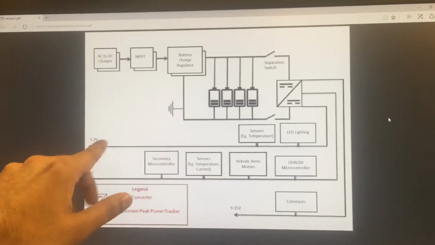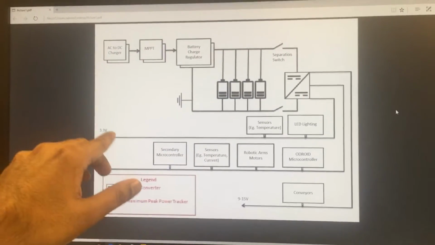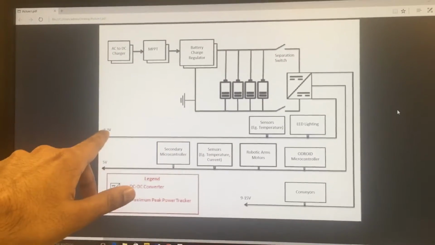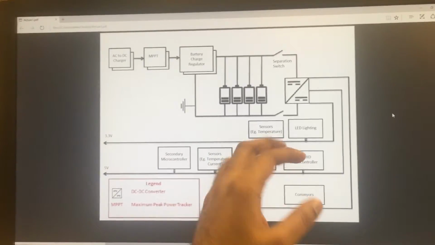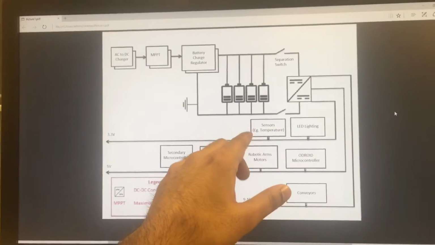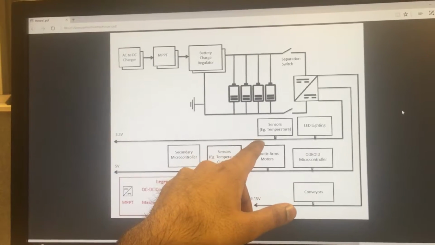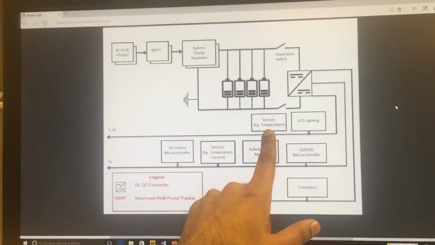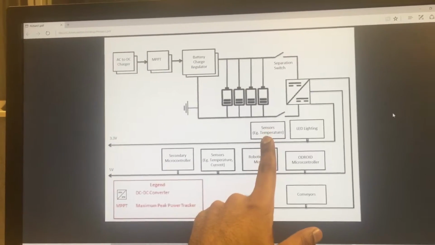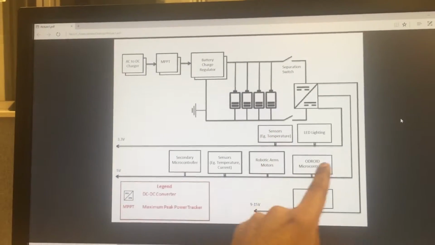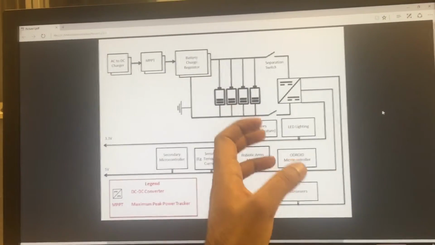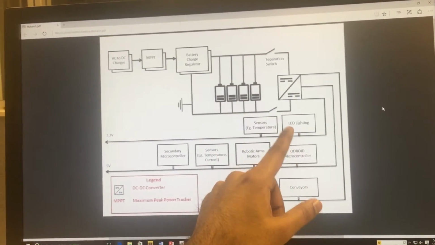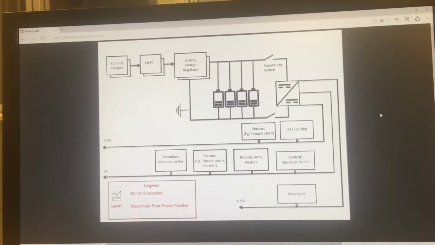So what happens is some of the components will be working on 3.3 because components work on different voltages. So for 3.3 we are running some sensors like temperature to make sure that components like microcontrollers do not get heated. So we want to monitor the temperature ranges. Also we have this LED lighting which is part of the IR system, so we are ensuring that everything is safe.